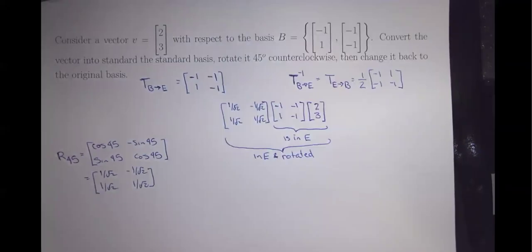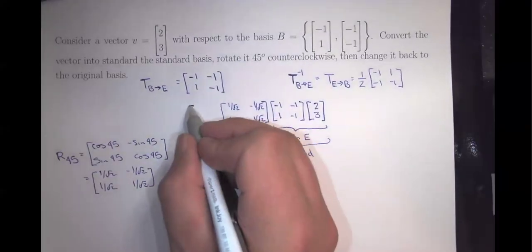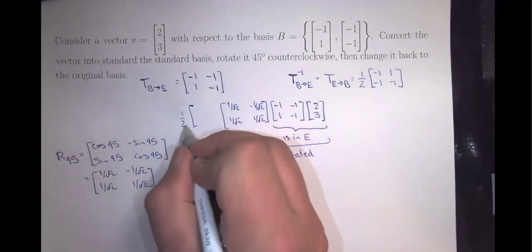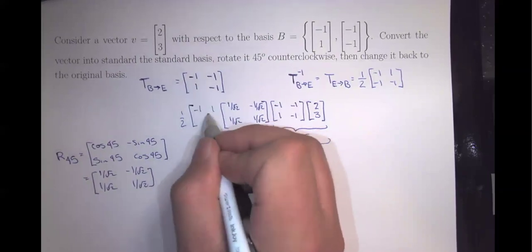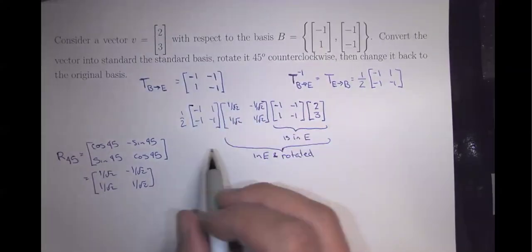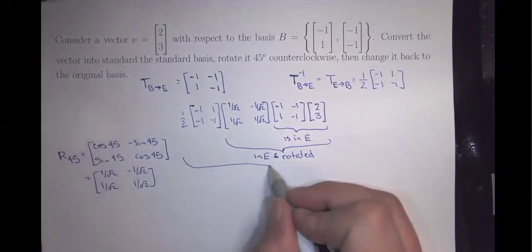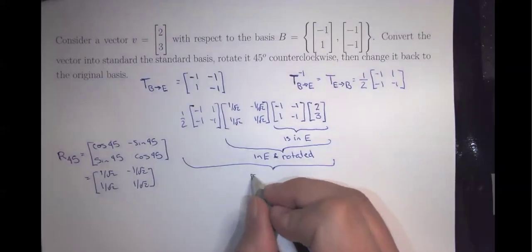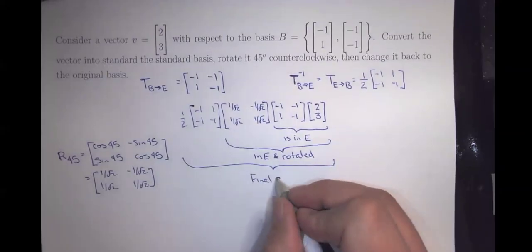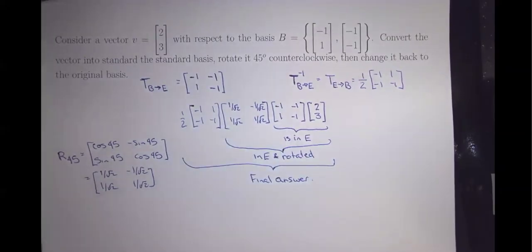Now, once I have something that's in E and it's been rotated, I want to move it back to basis B. So I multiply by this transformation matrix, so that's 1/2 times -1, 1, -1, -1. So this whole thing is the final vector. So I just need to complete all that multiplication.